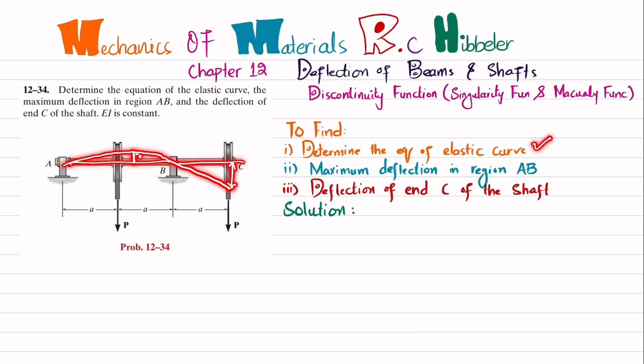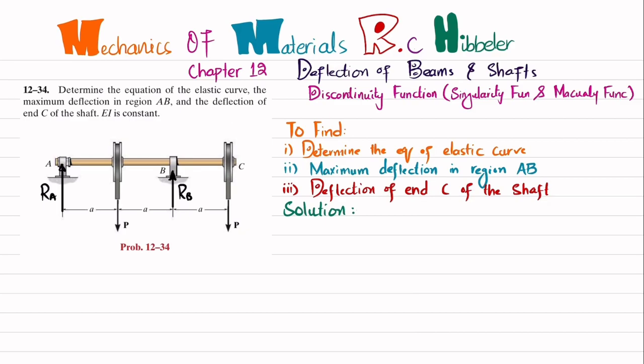So let's start with the solution. If you remove the support at point B, you have to replace it by a reaction force, and this force is taken as upward and represented as RB. Similarly, if you remove the support at point A, you will have a reaction force RA. We'll find RA and RB by using the equations of equilibrium.